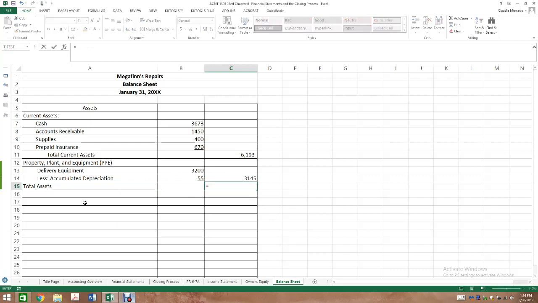Now I can calculate my total assets. To calculate your total assets, you add your total current assets plus your property, plant, and equipment total, and that's going to give you a total of $9,338. Now, because we are doing the report form, we're going to continue with our liabilities.